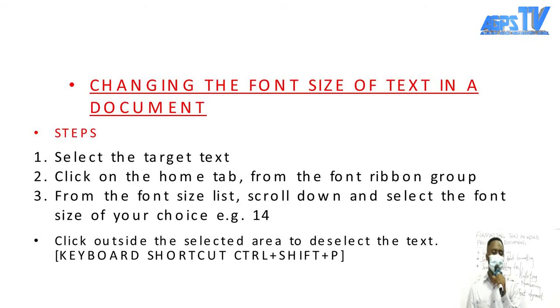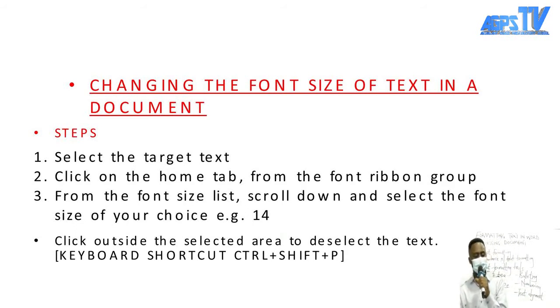Then you click on the home button to display the font ribbon. Then from the font ribbon group, you locate the drop down arrow, click on it to display the font list. Then you scroll down and select the font size of your choice. Example here is maybe if I want font size 14, I select 14. Good. Then you click outside the selected area to deselect the text.